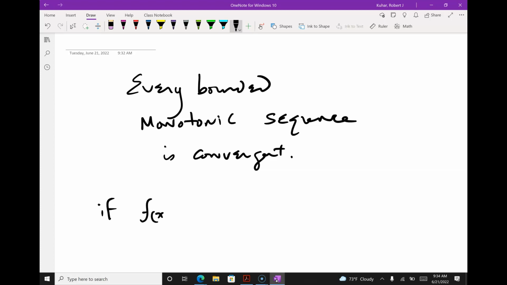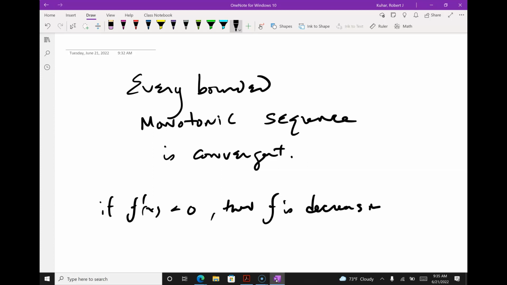If f of x has, sorry, I want to find a derivative. It's the easiest way, right? If f prime of x is negative, right? Then f is decreasing. Just the first derivative test, right? If f prime of x is always greater than 0, then f is increasing.